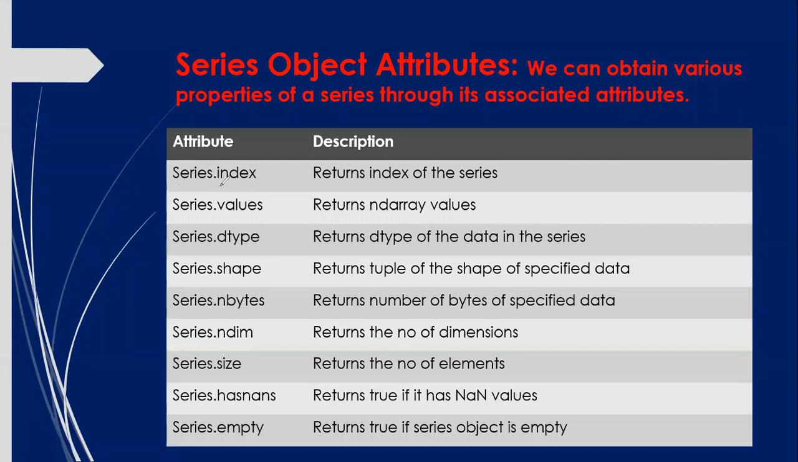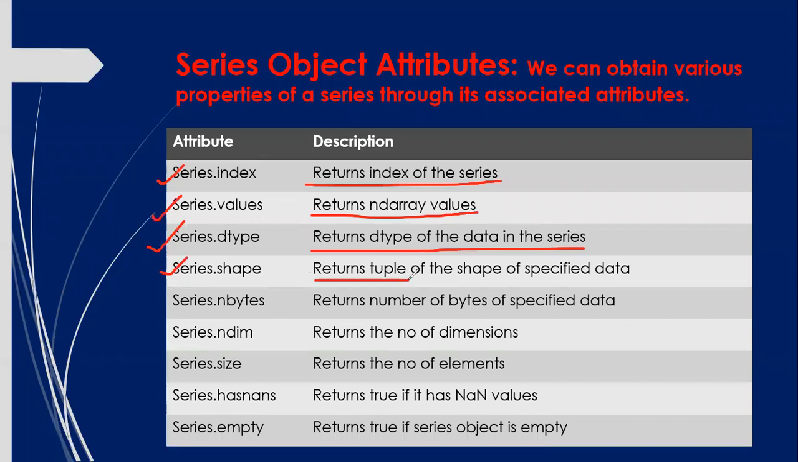First is series.index. We have already used it. It returns the index of the series. Series.values, second one. It returns ndarray values. Third, series.dtype. It returns the data type of the data used in the series. Fourth, series.shape. It returns a tuple.